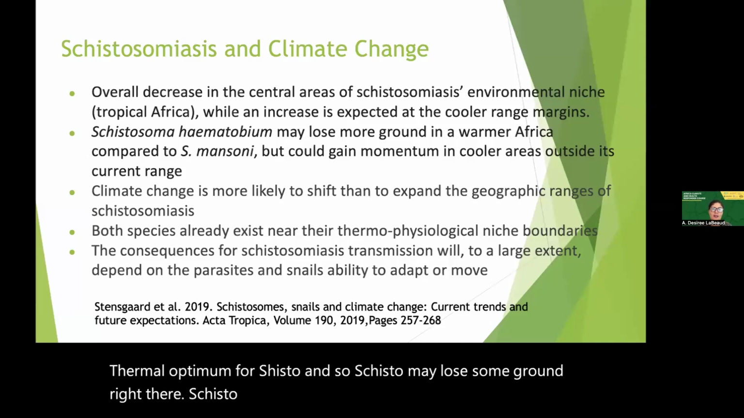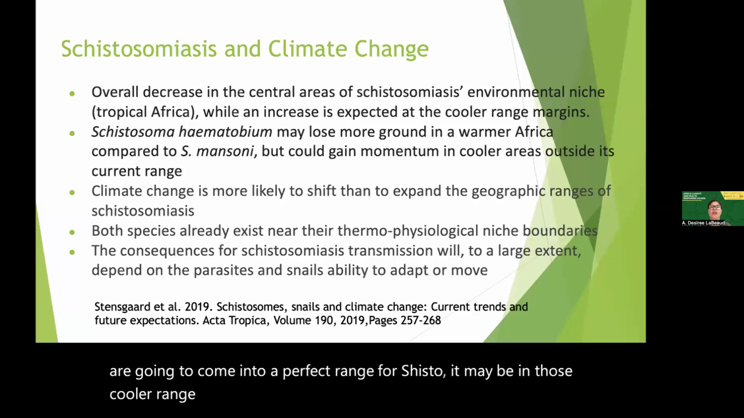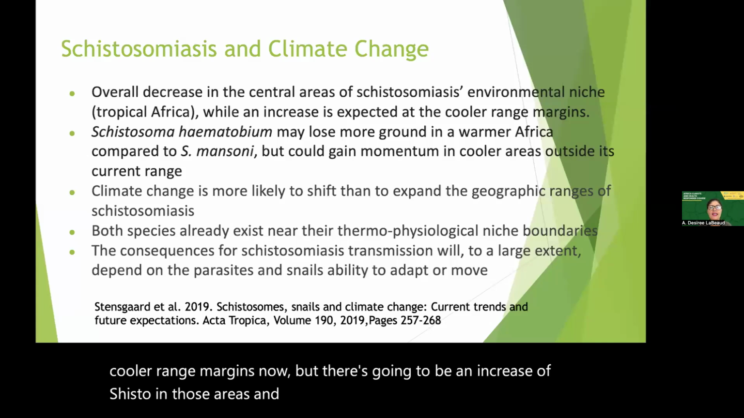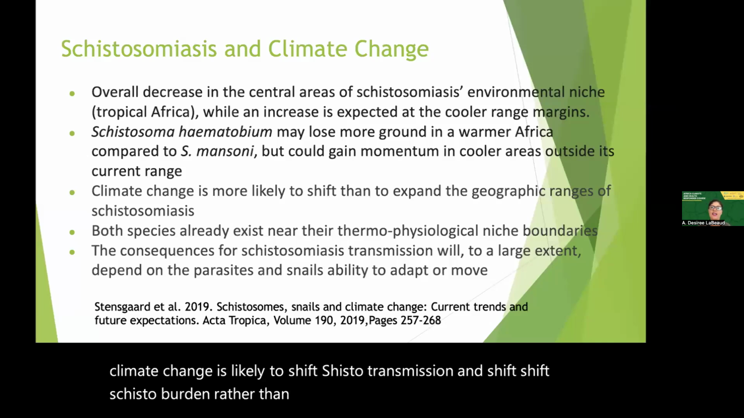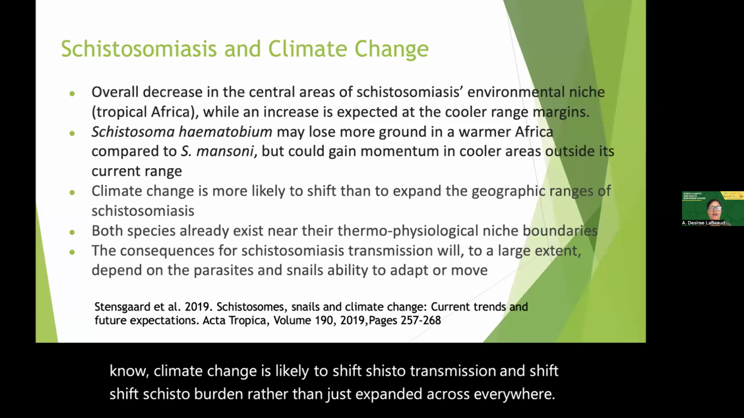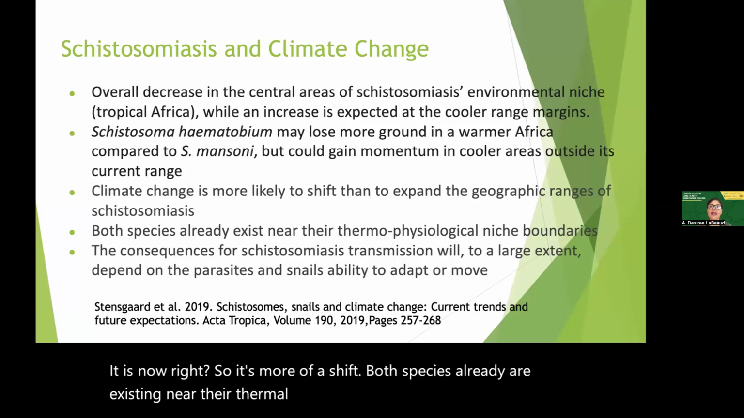But because there are areas that are going to come into a perfect range for schisto, it may be in those cooler range margins that there's going to be an increase of schisto. And so again, just like malaria, climate change is likely to shift schisto transmission and shift schisto burden rather than just expand it across everywhere that it is now, right? So it's more of a shift. Both species already exist near their thermal optimum and even past it.